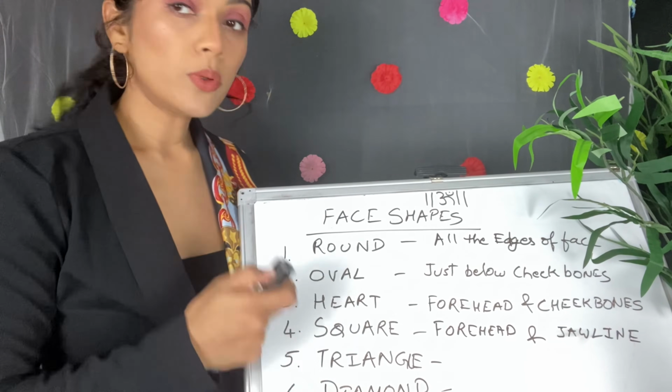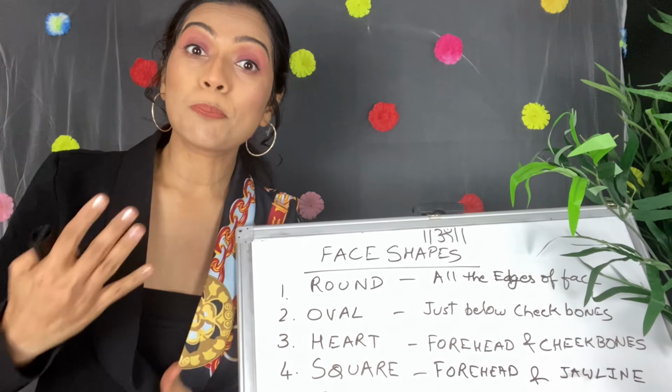And now next we'll move on to the triangle face shape. The triangle face shape is also known as the pear face shape.